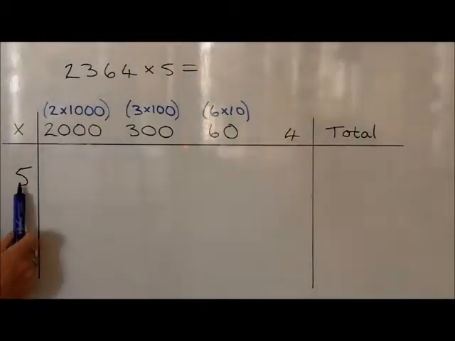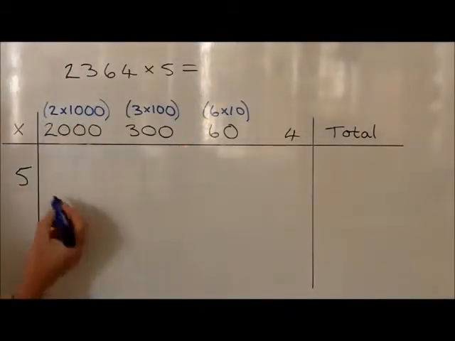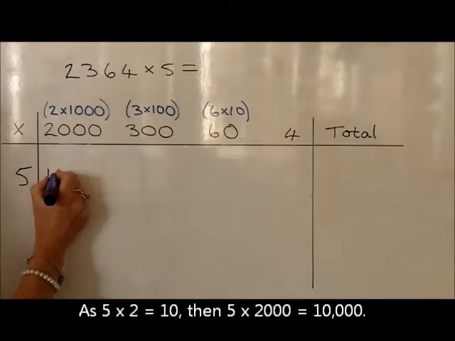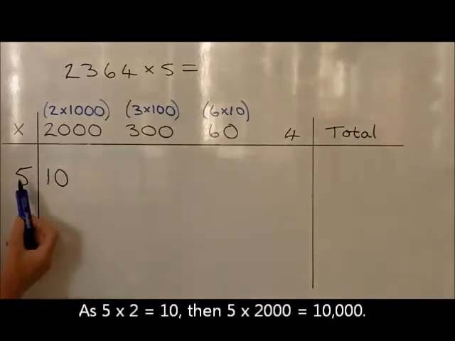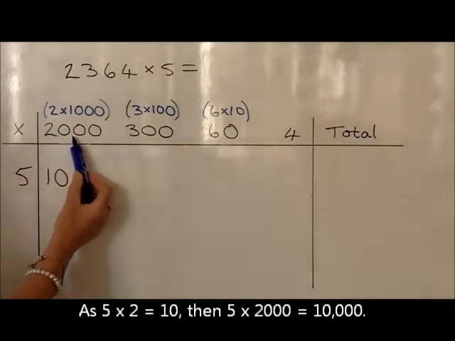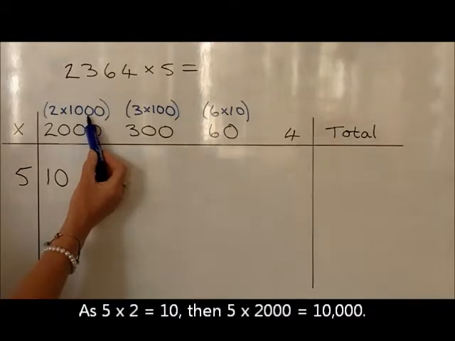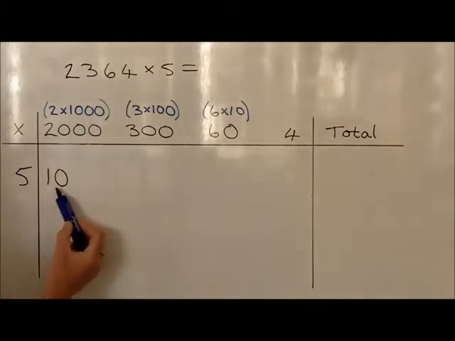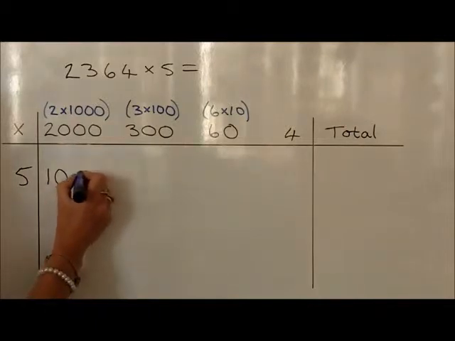We then look at 5 times 2, and straight away write down that 5 2s are 10. But because we're actually doing 5 times 2,000, we know that this is 1,000 times bigger. So with a 10, we need to make 1,000 times bigger, which becomes 10,000.